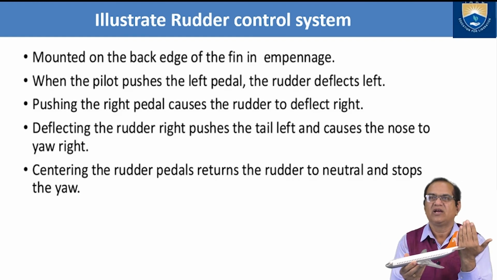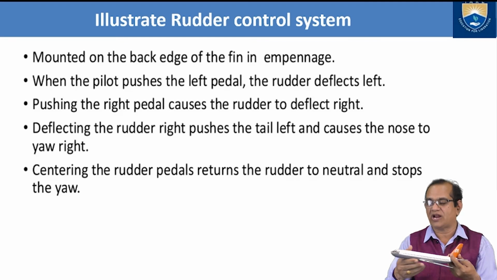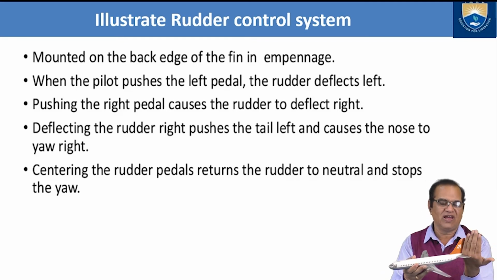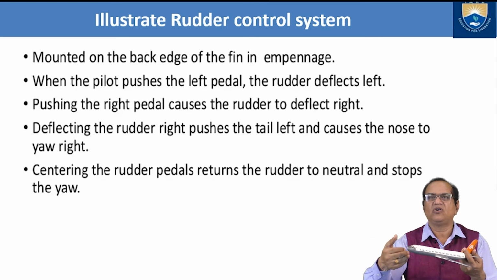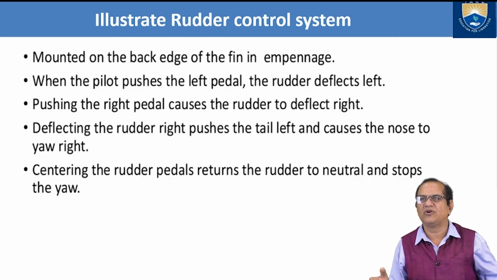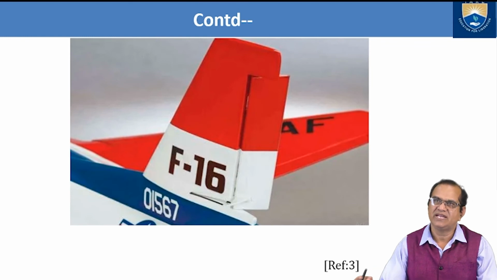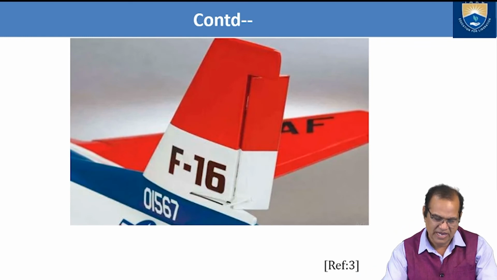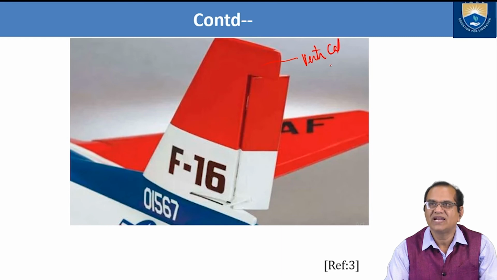Deflecting the rudder pushes the tail left and causes the nose to go right. So if the rudder goes left, then the tail will go towards the right. Centering the rudder pedal returns the rudder to neutral and stops the yaw. Here it is shown. This is the vertical tail, or fin. It is also called the fin. And here is the rudder.